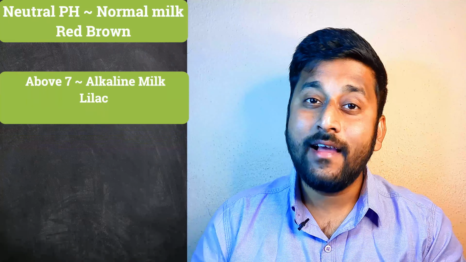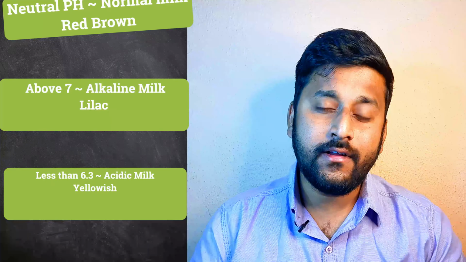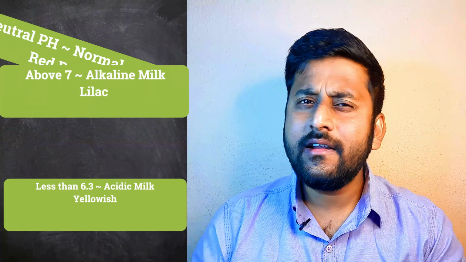This test is the same as the alcohol test. Here alizarin is used, which is a pH indicator, that's it. If the pH is neutral, then the milk is normal and the color is red brown, and if the pH is above 7, then the milk is alkaline and the color is lilac, and if the pH is less than 6.3, then the milk is acidic and the color is yellowish.